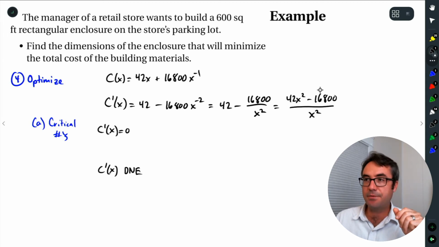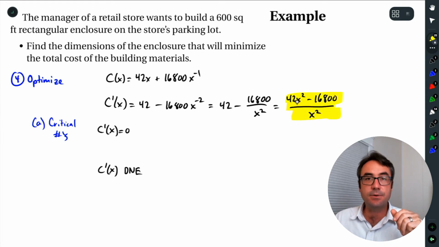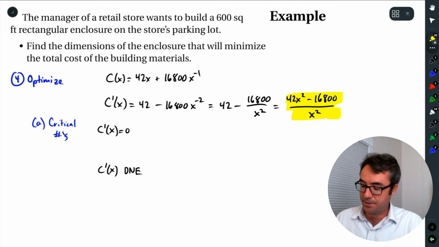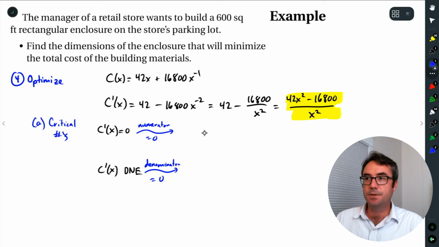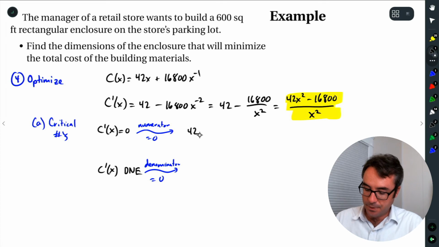The nice thing when we have it written as a single fraction like this is the only way it's 0 is if the numerator is 0. And the only way it's undefined is if the denominator is 0. So that's what we're going to do. We're going to set the numerator equal to 0, and we're going to set the denominator equal to 0. So if we set the numerator, what do we get? We get 42x squared minus 16,800 is equal to 0.